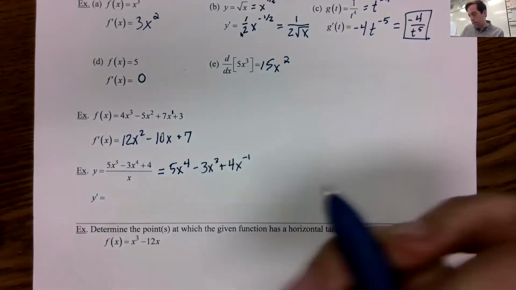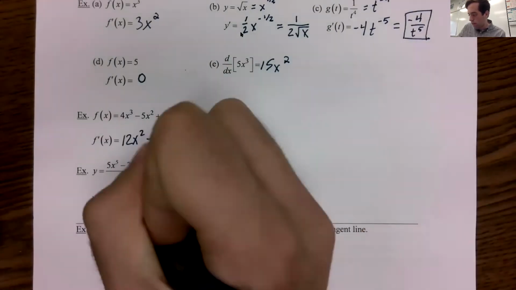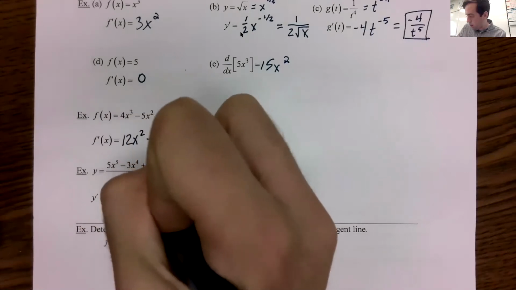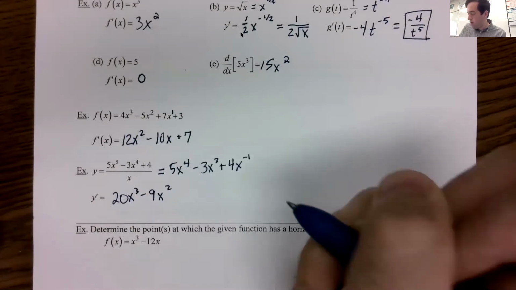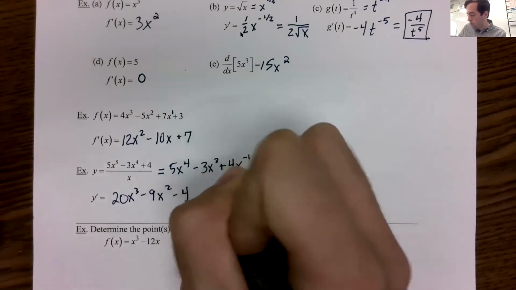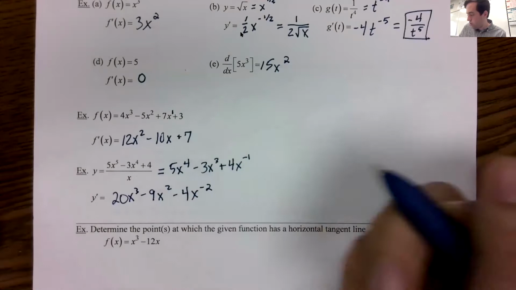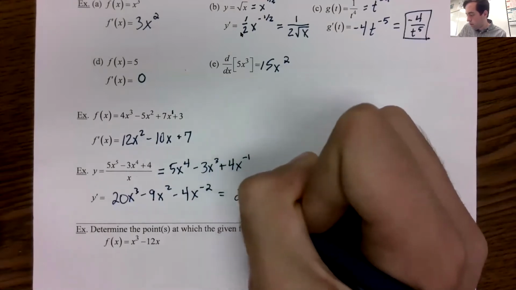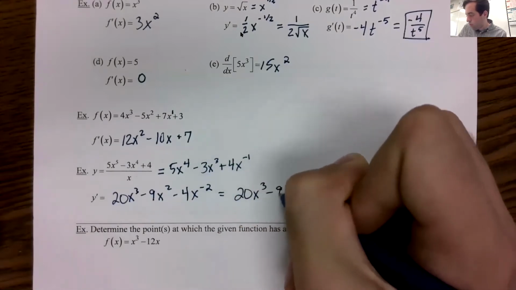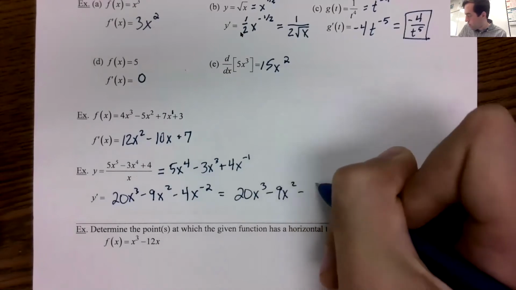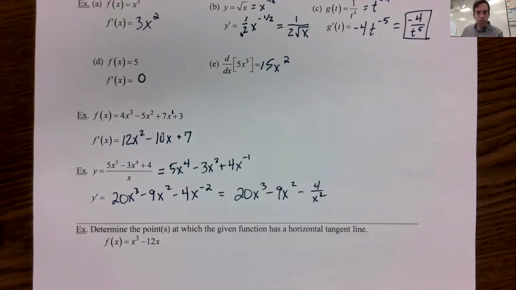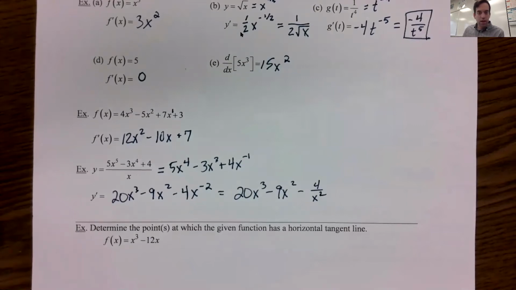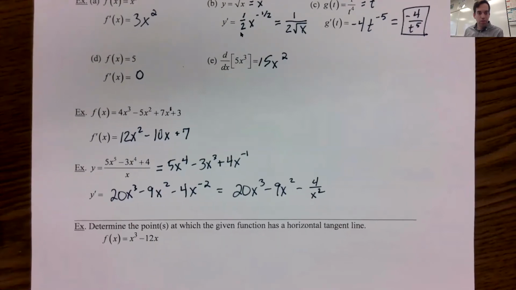All right, and we're going to take the derivative now of each of these terms, and we get 20x to the 3rd minus 9x squared. Negative 1 times 4 is negative 4x to the negative 2. And if you wanted to rewrite that, you could write 20x cubed minus 9x squared minus 4 over x to the positive 2. Either of those answers is fine. It doesn't say that we have to have any sort of specific simplified answer here, so that would be fine.